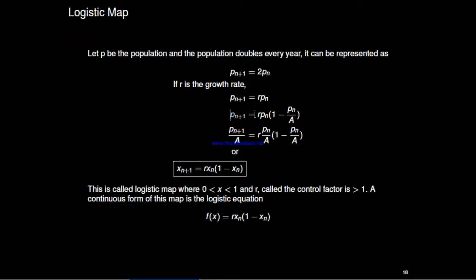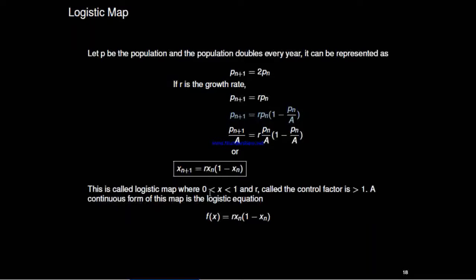We divide this equation by the attenuation factor A. You get Pn plus 1 by A, and on the right side Pn by A into 1 minus Pn by A. Now we substitute. Pn plus 1 by A is the ratio of next year's population to the attenuation rate, and Pn by A is this year's population to the attenuation rate. We take this as xn, so this is xn plus 1. So there is just a ratio, and R into the control factor xn into 1 minus xn. So this is the logistic map equation, because xn plus 1 is the ratio of the population of next year to the attenuation factor, and xn is the ratio of the population of this year to the attenuation factor.